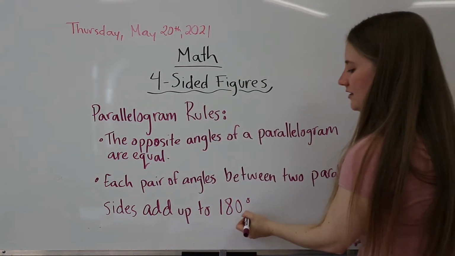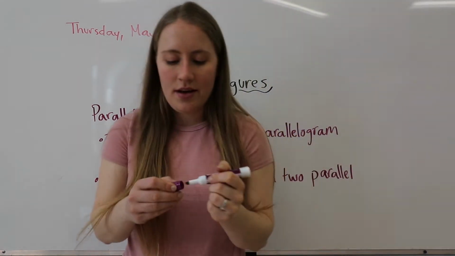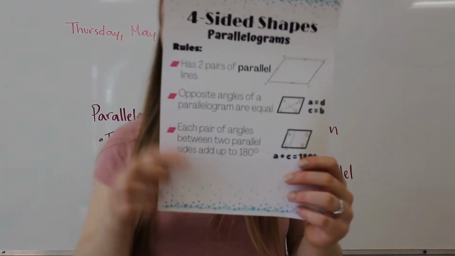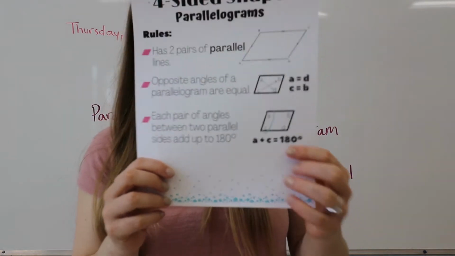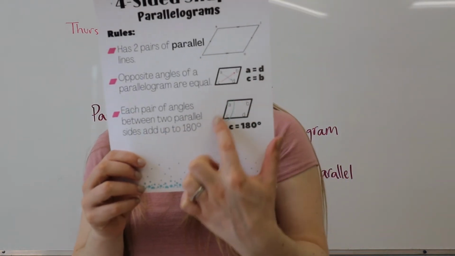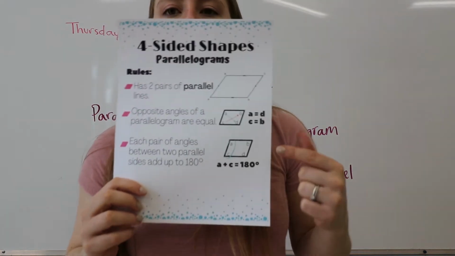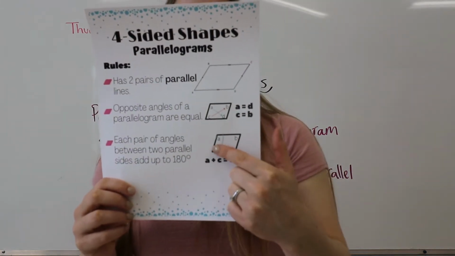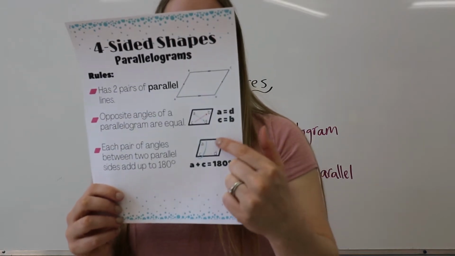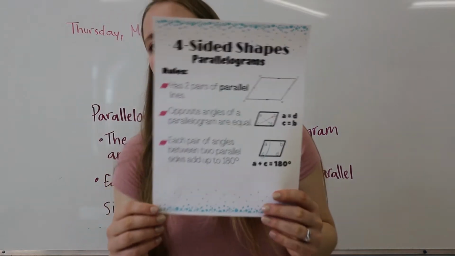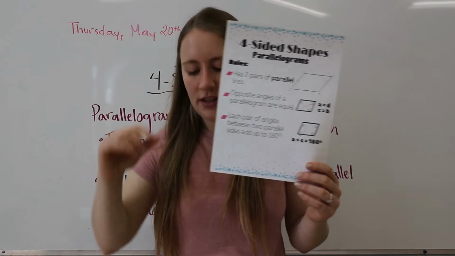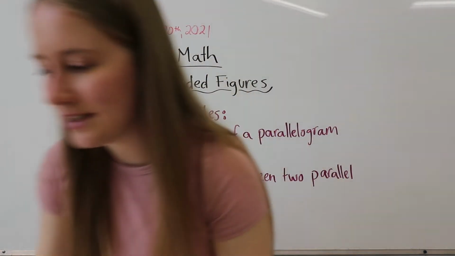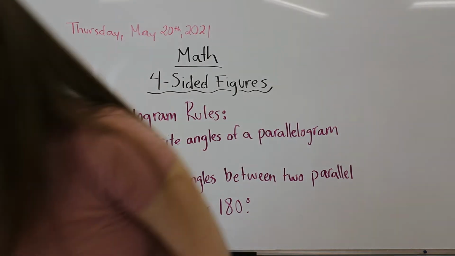Okay, so that is our second rule about parallelograms, and we also have that on our anchor chart. You can see I've circled A and C together here, and they add up to 180, but it also works for A and D, and C and D, and B and D, because they're paired together between the two parallel lines. So let's look at some examples together and continue to see how this is true.